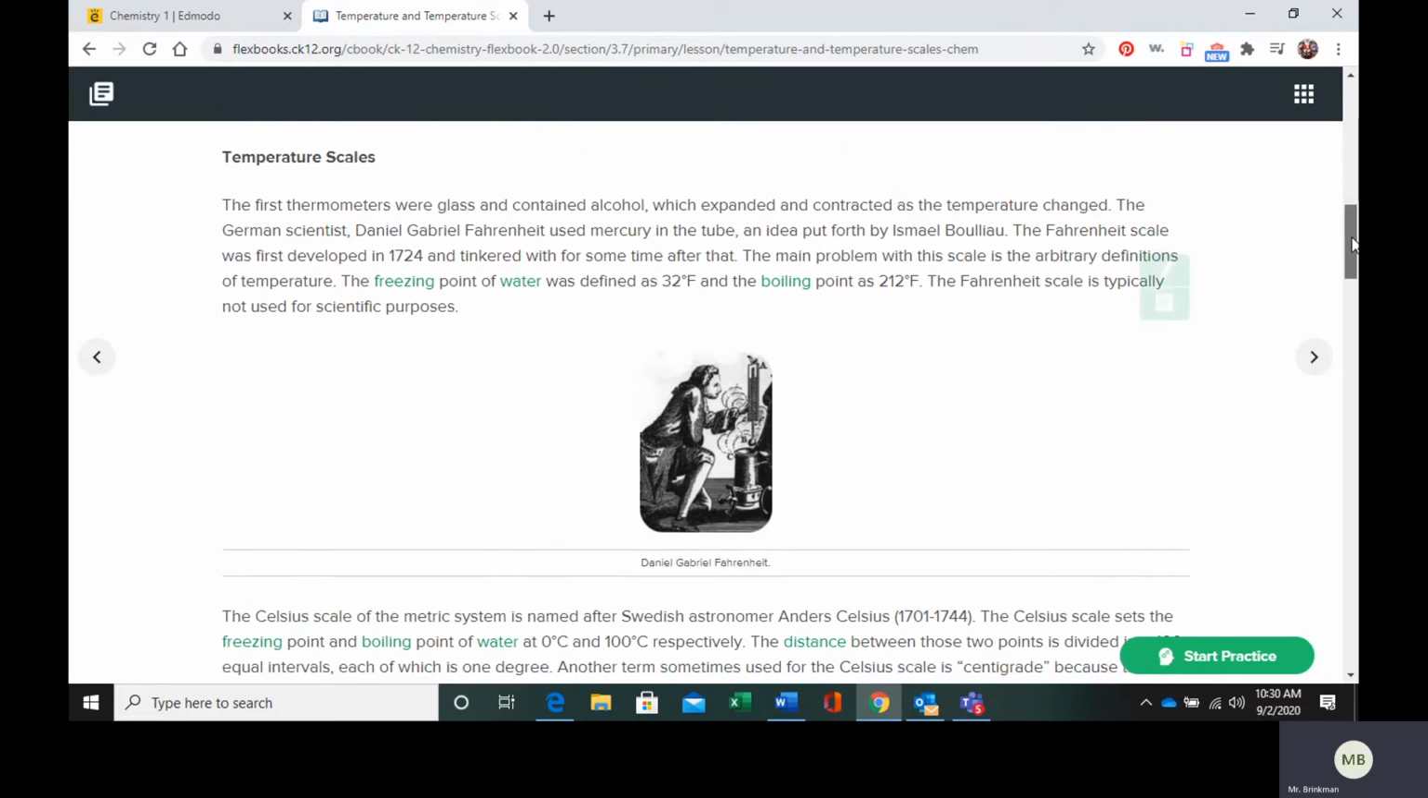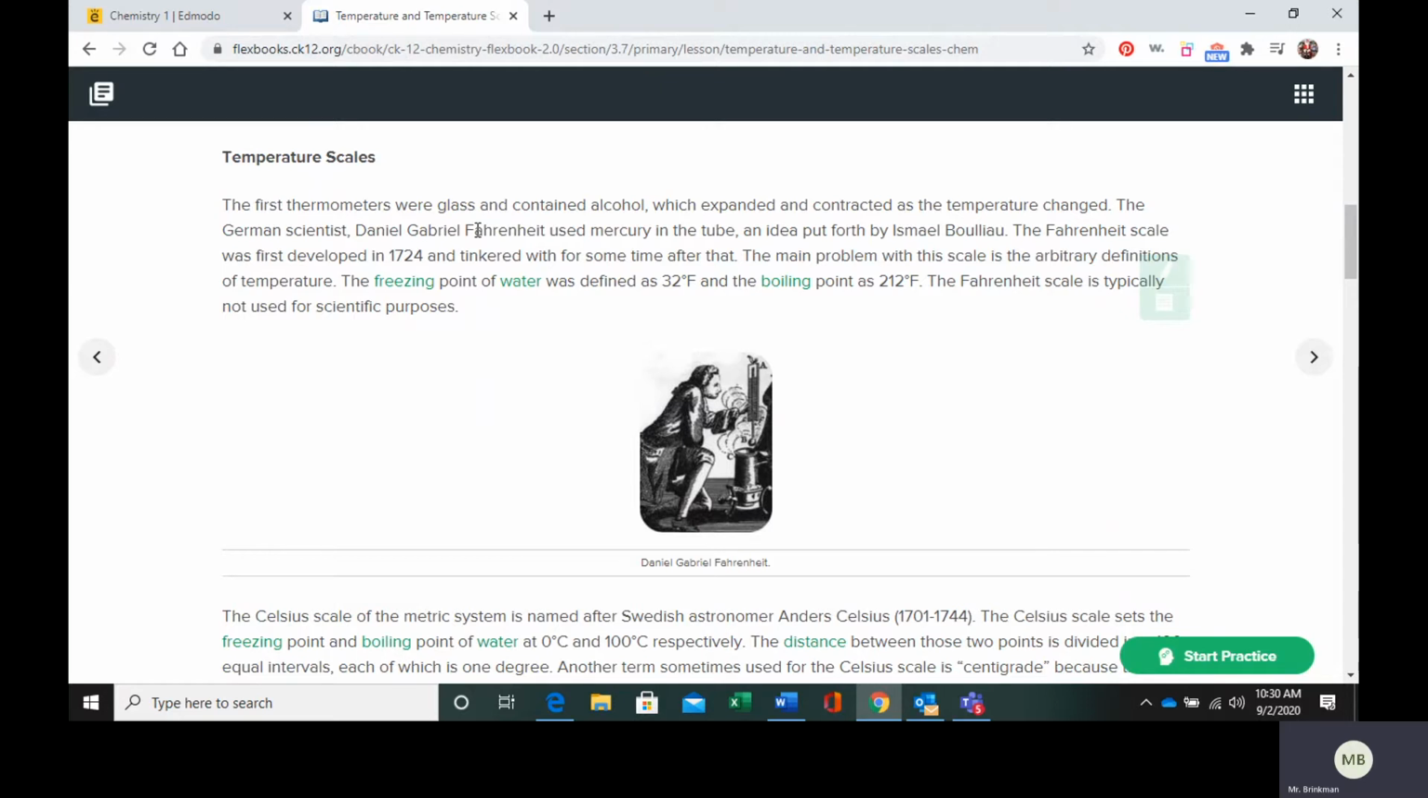So we have three different temperature scales that we use. We have the Fahrenheit, the Celsius, and the Kelvin. So the first thermometers were glass. They had alcohol in them, like rubbing alcohol. This would expand and contract as temperature changed. So the creator of that one was Daniel Gabriel Fahrenheit, or actually, sorry, he was not the creator of these alcohol thermometers. He was the creator of the Fahrenheit scale.